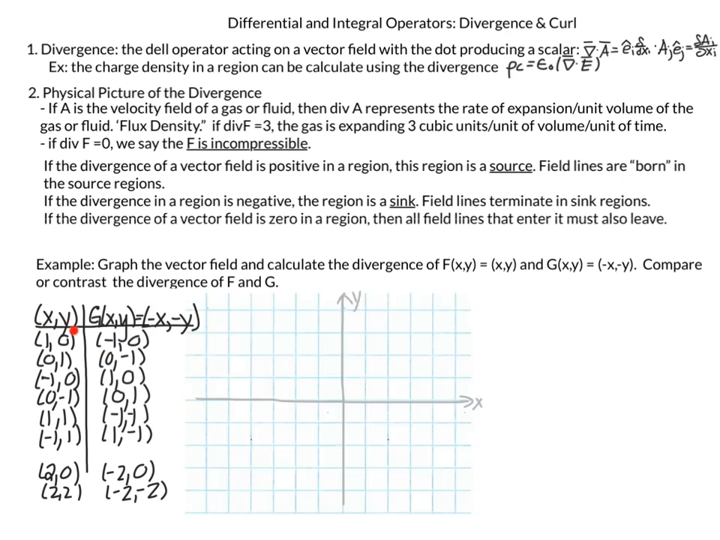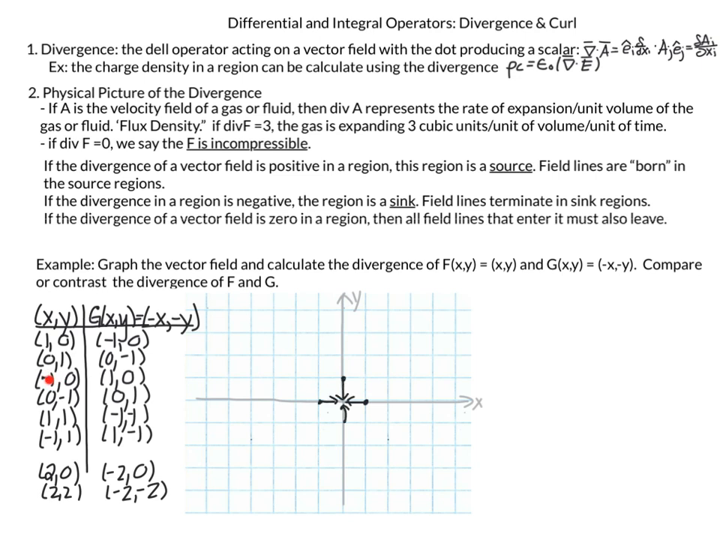I start at my point x equals 1, 0. So x equals 1, y equals 0. That's this point here. I have a unit vector that points in the negative x direction. My next point is at 0, 1 over here, and the vector at this point is going to be a unit vector in the negative y direction, so here.